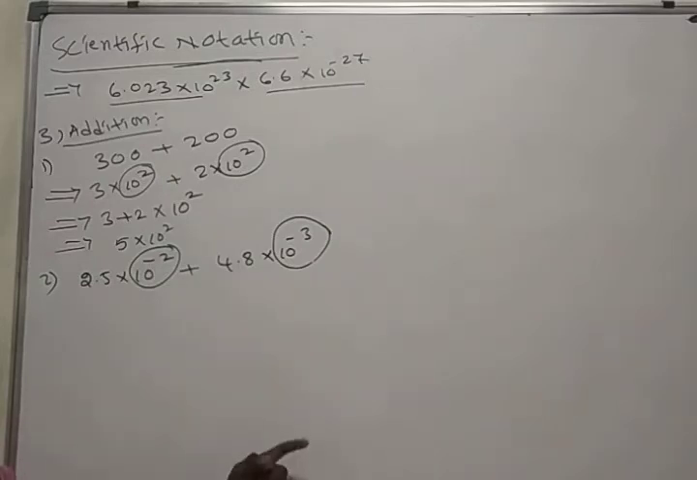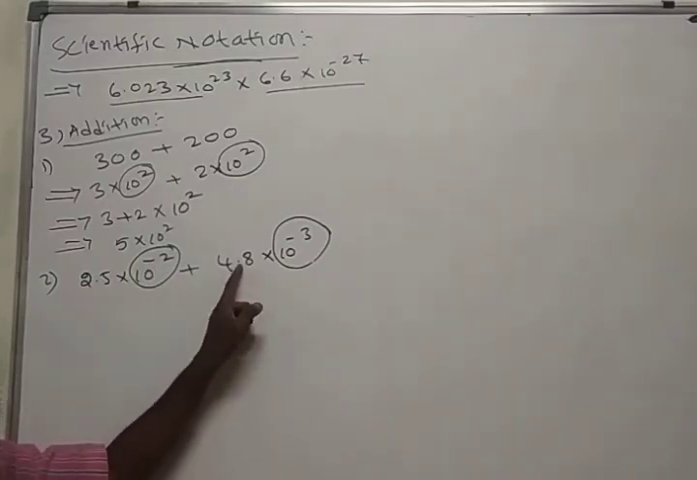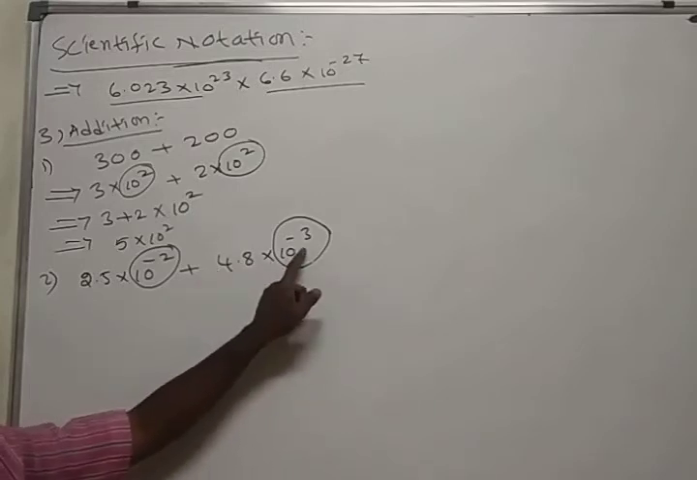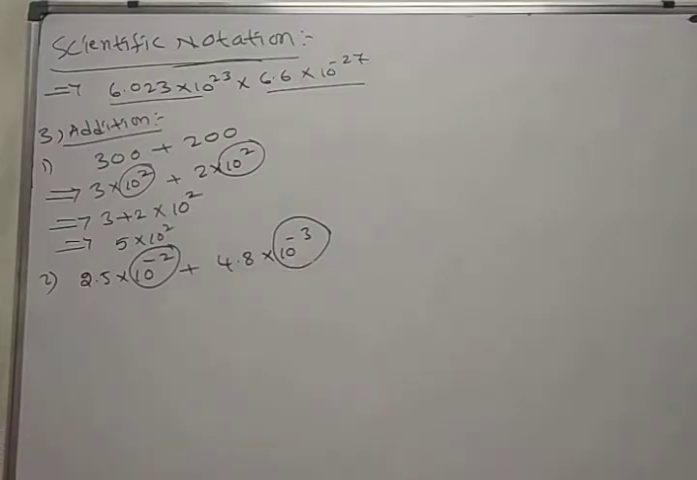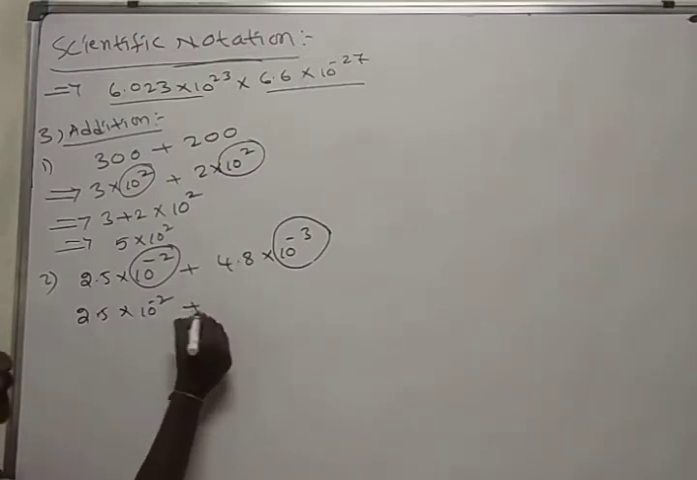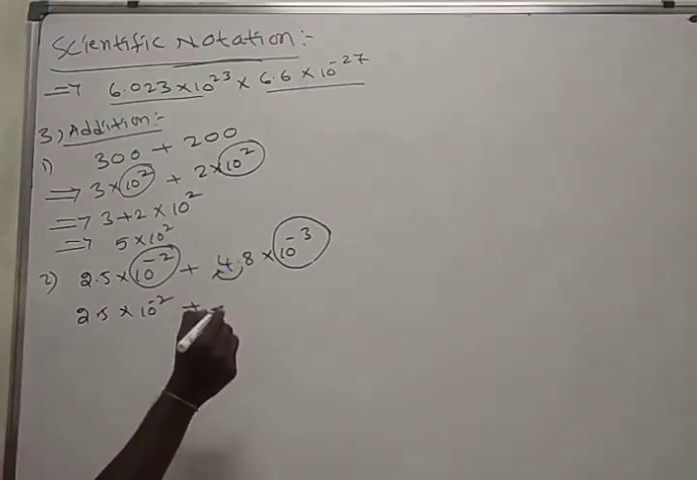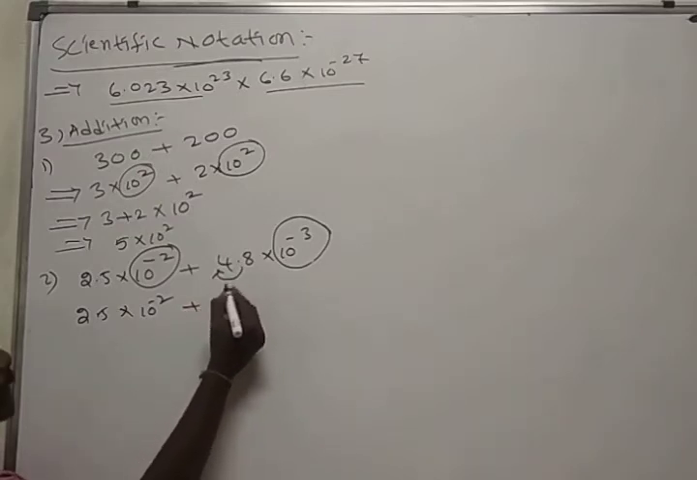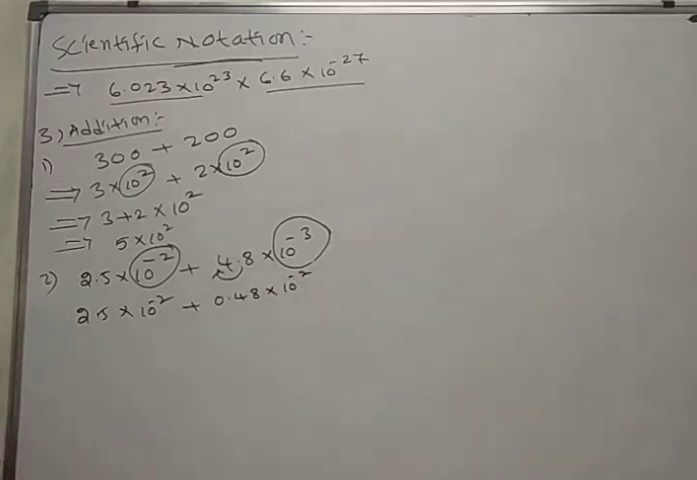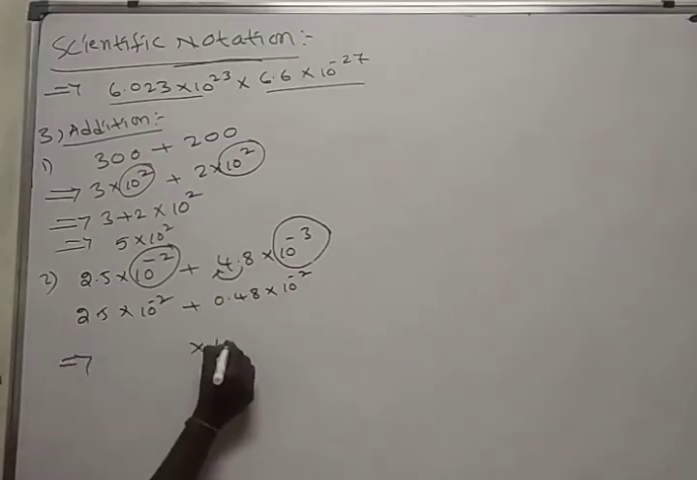How will we convert into minus 2? If this decimal point moves to the left side, then it becomes 10 to the power of minus 2. So how will you write it? 2.5 into 10 to the power of minus 2 plus, with the decimal moved to the left, 0.48 into 10 to the power of minus 2. Then the bases are equal. Right? Then 10 to the power of minus 2 is common.